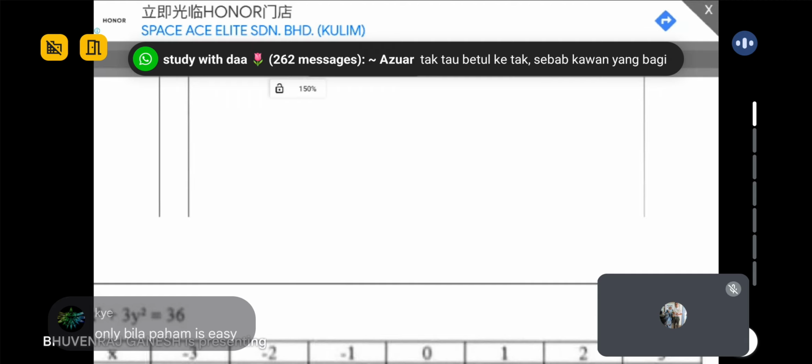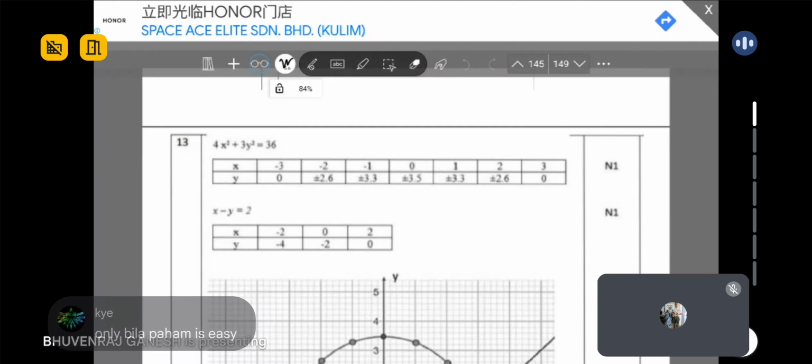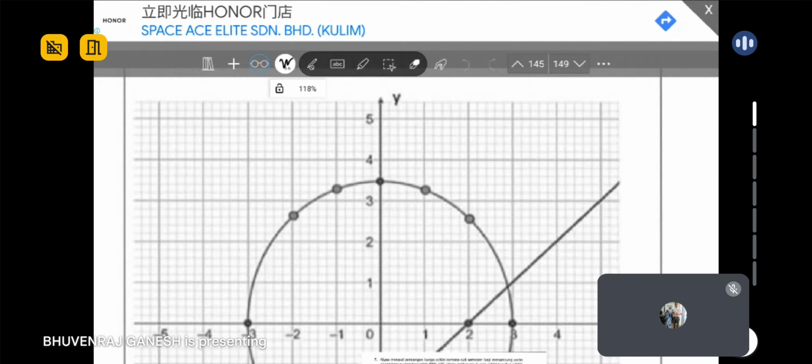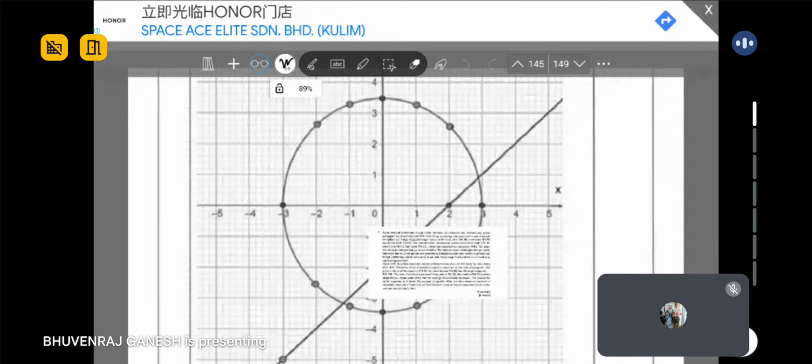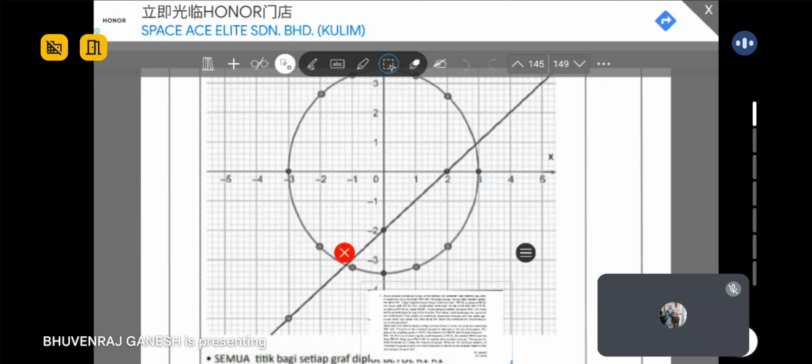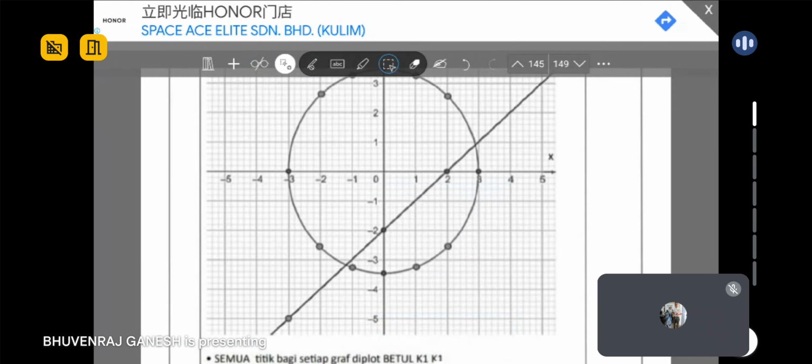Okay, so you just need to plot any point you like. Okay, so just draw the table and then you draw on the graph paper. Okay, so can you see your graph will look something like this. Okay, graph dia macam ni. Alright, are you guys clear?